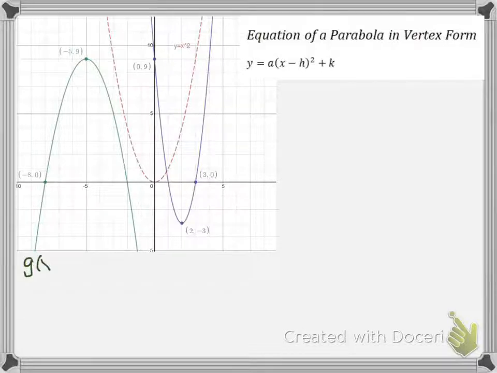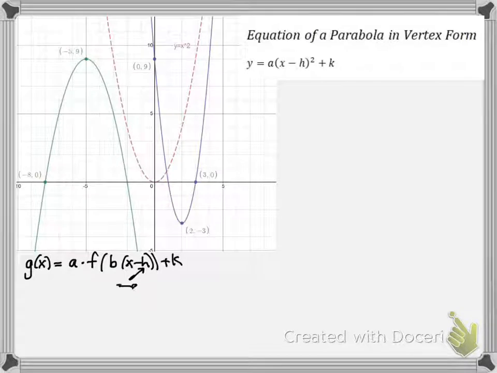g of x equals a times f of b times x minus h, plus k. And we talked about the fact that h was your horizontal shifting, k was your up and down shifting.